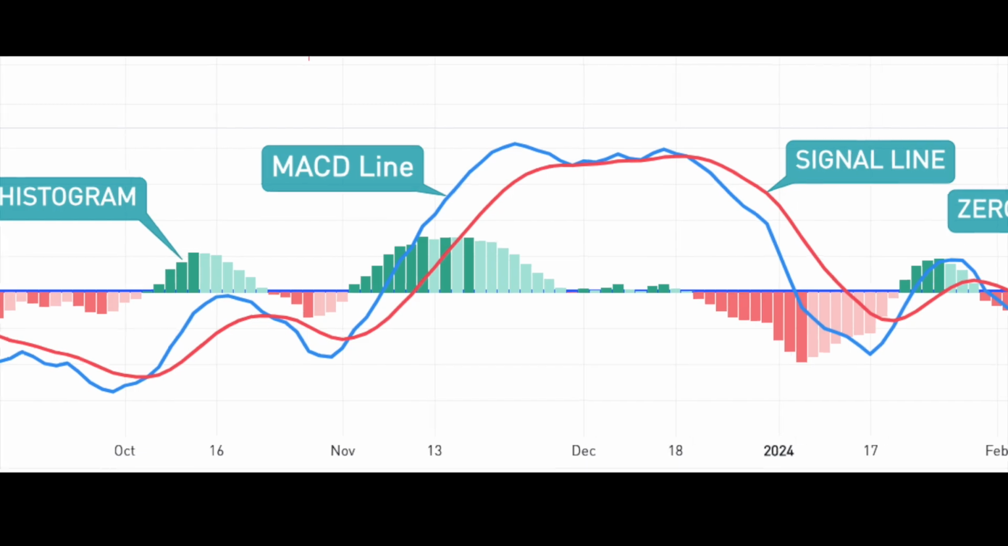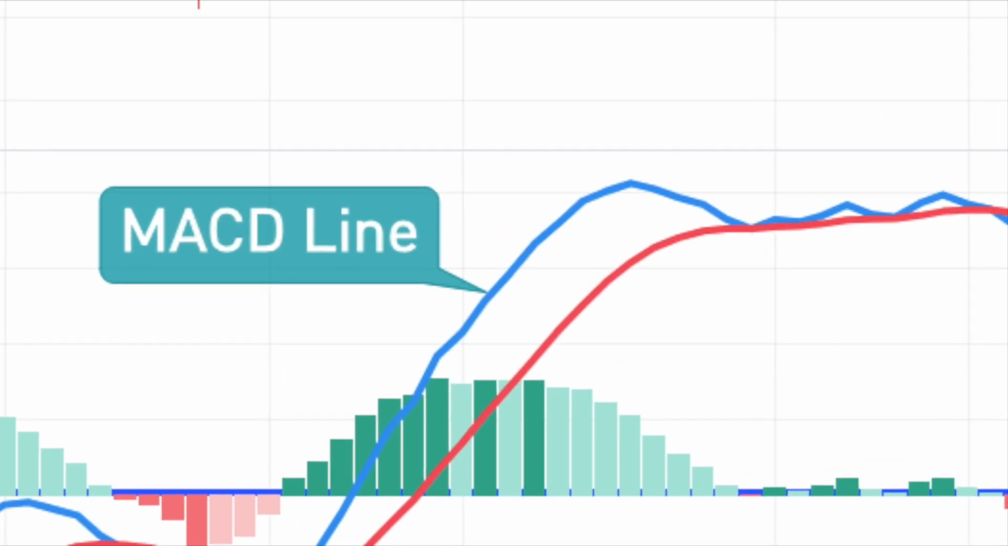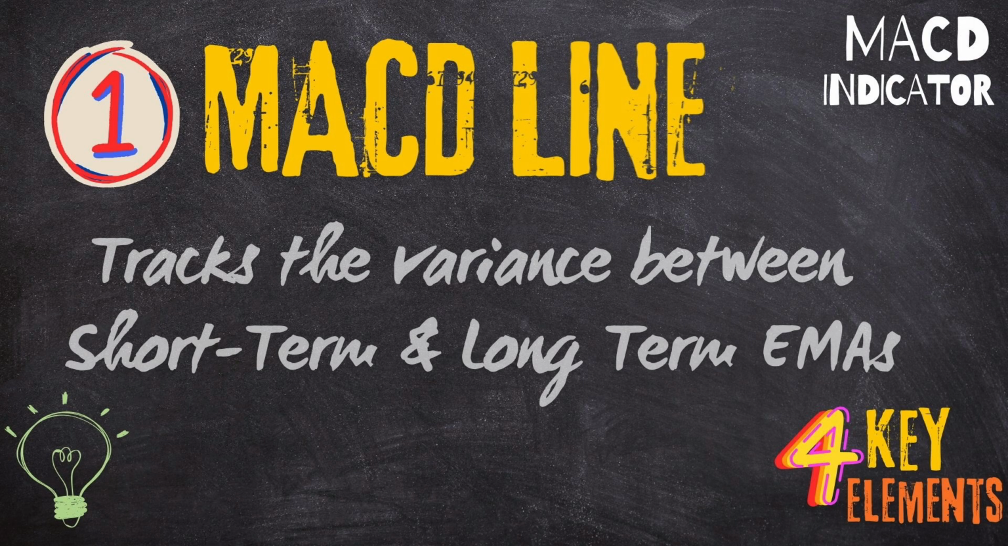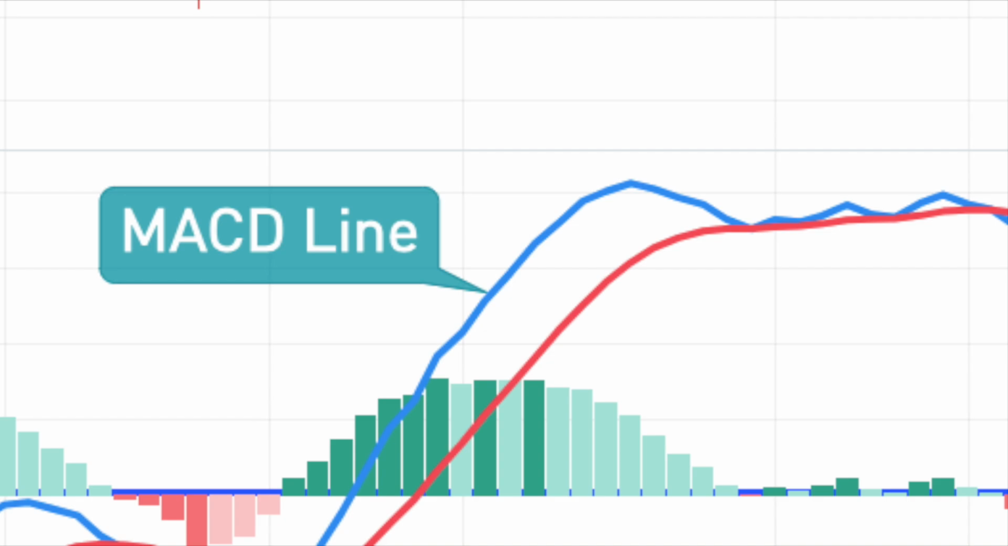The most important element of this indicator is the MACD line. This line tracks the variance between short-term and long-term exponential moving averages. This is something we have heard a number of times. But what does this really mean?